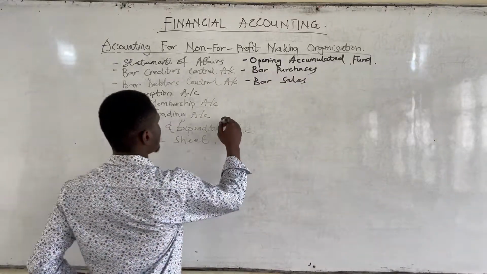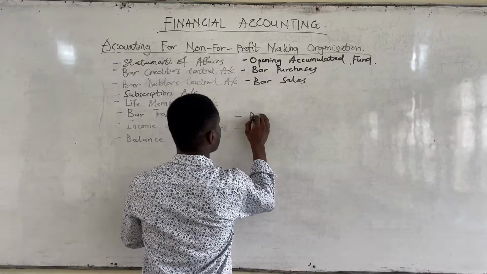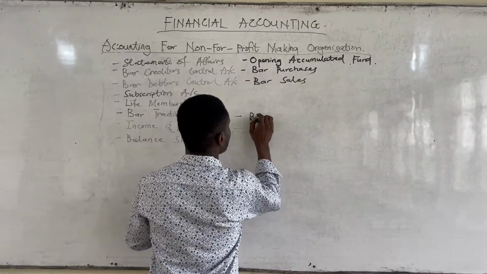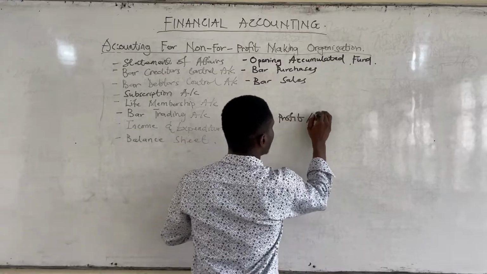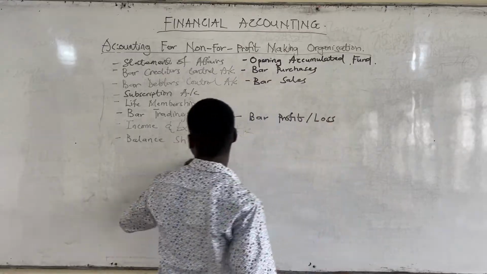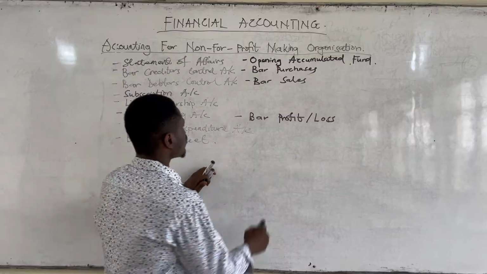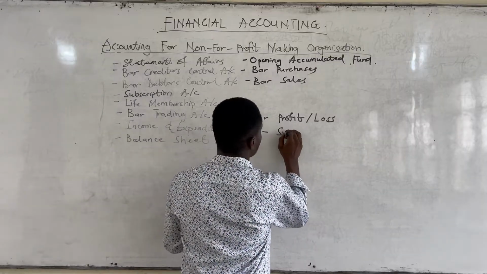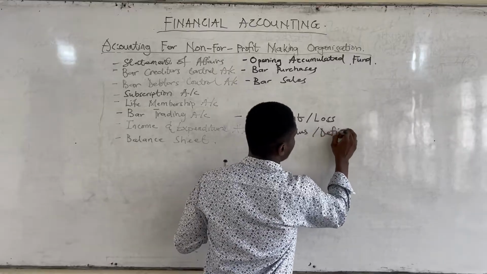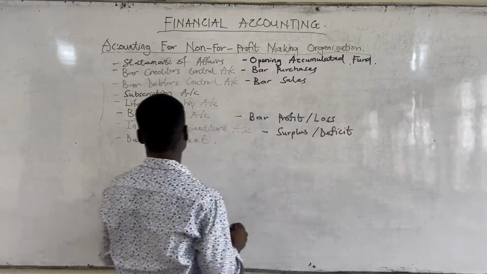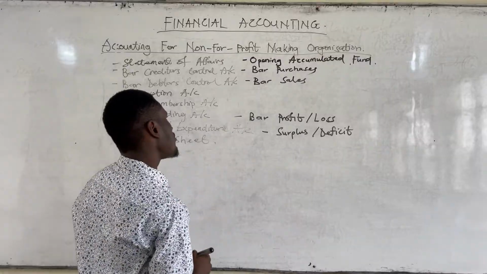We will use this bar trading to find our bar profit or loss. We use this income and expenditure to find our surplus or deficit. Then we use this one to balance our books.